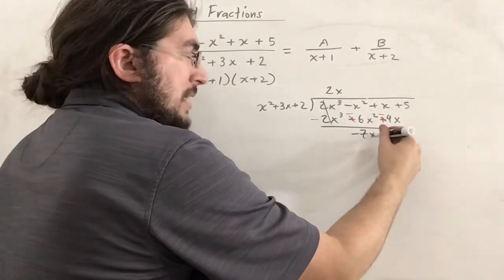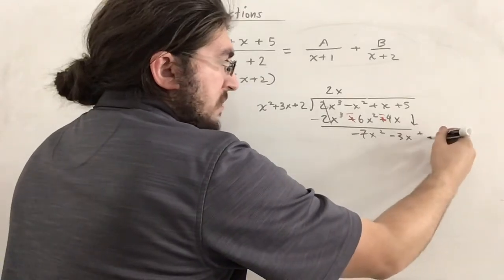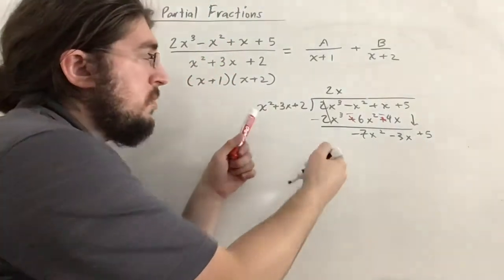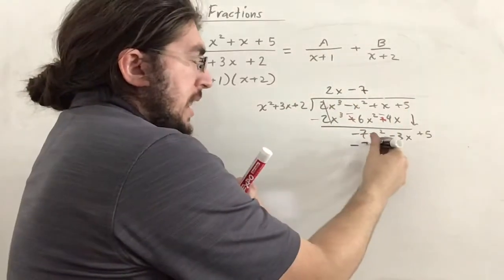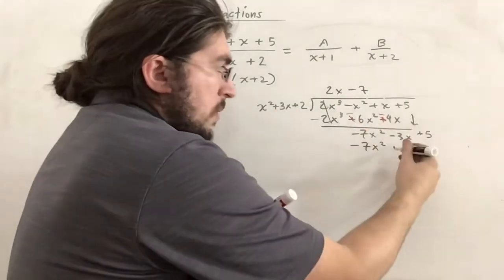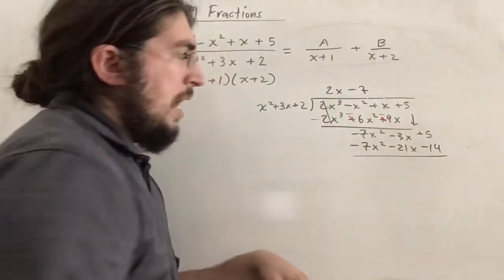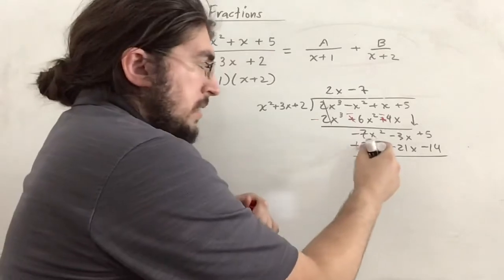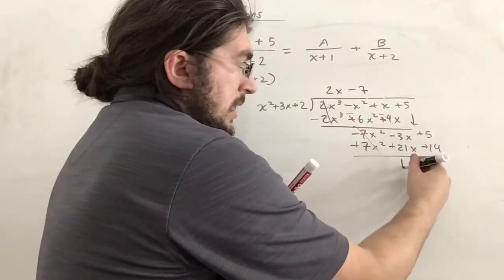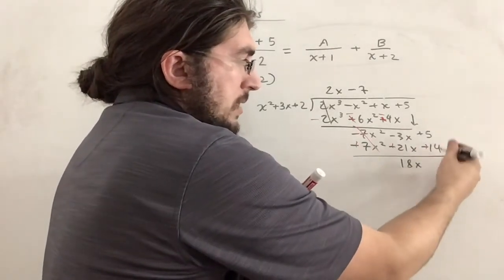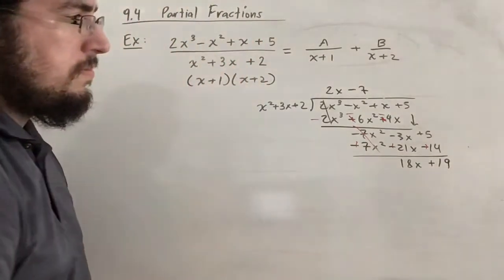We end up with negative 7x squared. Here we get, let's see, I guess negative 3x. Bringing down the 5 gives us 5. And now comparing the two leading terms, we need to multiply this by negative 7. And we get negative 7x squared, that's going to be negative 21x, that's going to be negative 14. And then I want to subtract again, so I'm going to change the signs. In this case, I'll change to positive. These cancel out, and we end up with 18x, and then plus 19, isn't it? Okay, good.